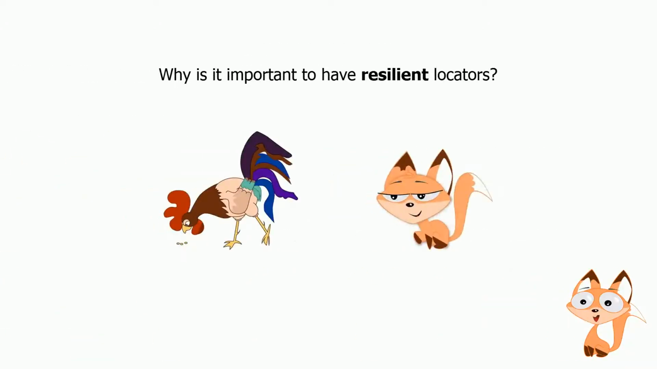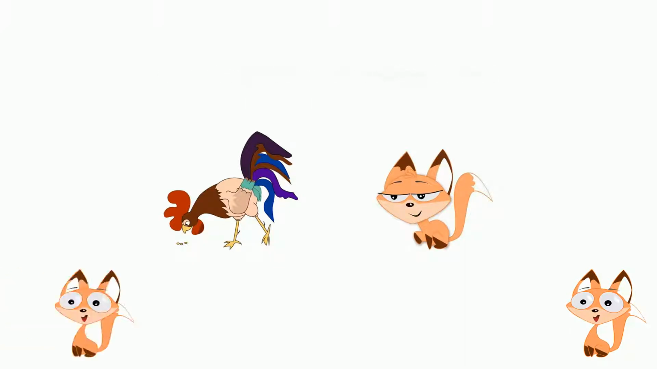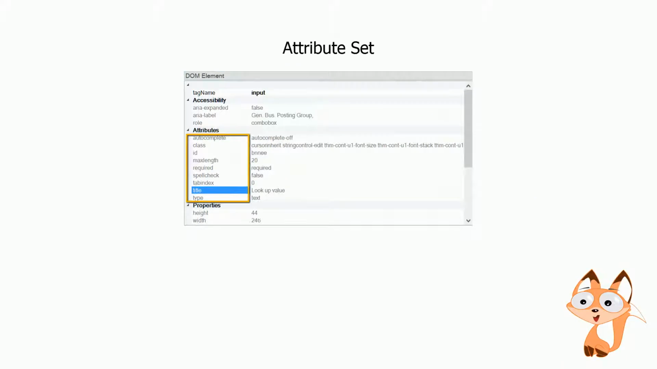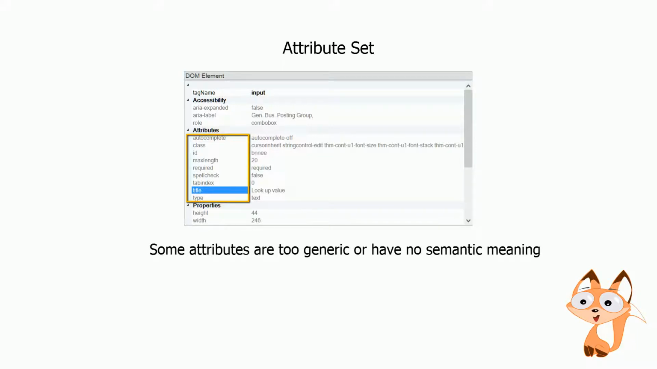Why is it important to have resilient locators? There are several reasons for that. An application may use dynamically generated attributes, for example, element IDs. If an element locator uses a dynamic ID, it won't work after application reload. Recording every attribute is not a good idea. Some attributes are used for styling, layout, tooltips, and are changed frequently, and may easily break locators. Also, attribute values may be too generic or have no semantic meaning.